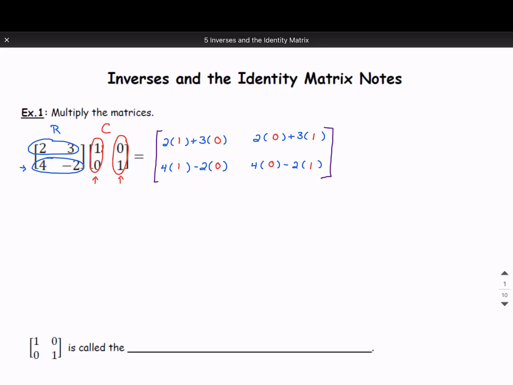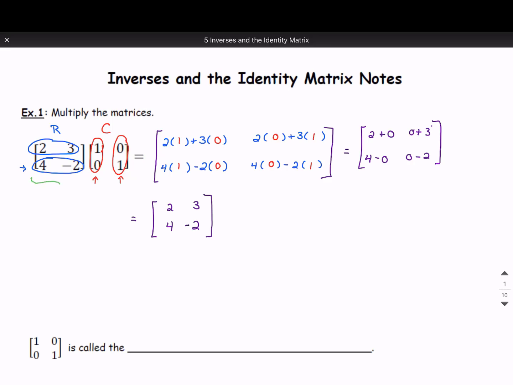So now we need just a little bit of arithmetic here. Okay, 2 times 1 is 2, plus 3 times 0 is 0, which means that upper left-hand number is just going to be 2. If we go down, 4 times 1 is 4, minus 2 times 0 is 0. That's going to leave us with a 4. Then if I go to the upper right, 2 times 0 is 0, plus 3 times 1 is 3. That's going to give us 3. Then I move down, 4 times 0 is 0, minus 2 times 1 is 2, and that's going to give us a negative 2.